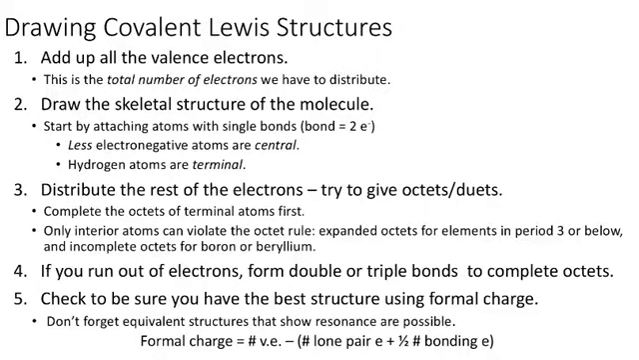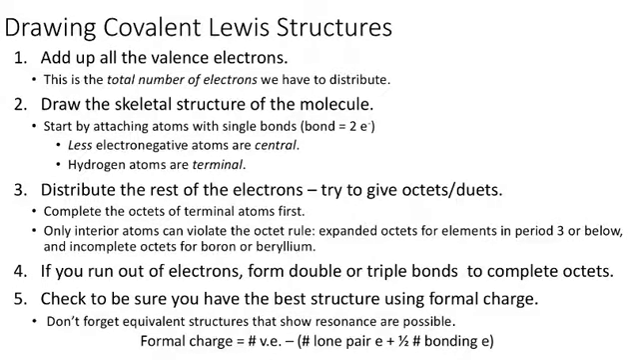Step 3, you're going to distribute the rest of the electrons with the goal of giving the atoms an octet or duet as appropriate. You're going to complete the octets of terminal atoms first, and remember that internal atoms are the only atoms that can violate the octet rule, either by having an expanded octet or an incomplete octet if it's boron or beryllium. We'll only look at the expanded octet in this video.